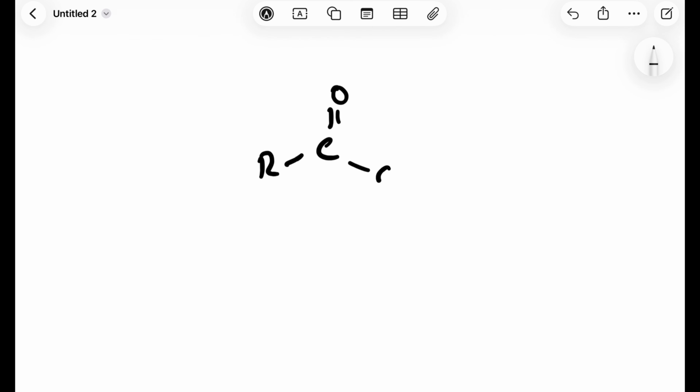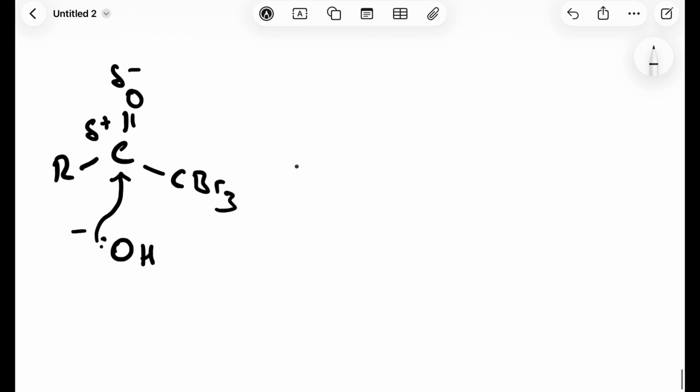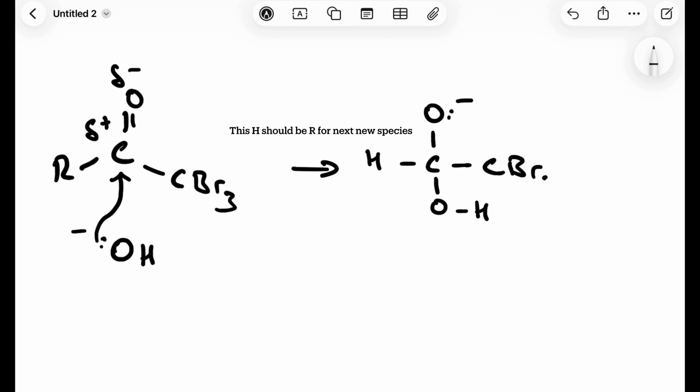So I'm just going to redraw the molecule. And we're going to draw in the partial charges because we're about to see a nucleophilic addition-elimination reaction occur. So that lone pair attacks the delta positive carbon, and the electron in the C=O double bond moves onto the oxygen as well. And then we're going to see that double bond reform, which is going to kick off that CBr3 group.